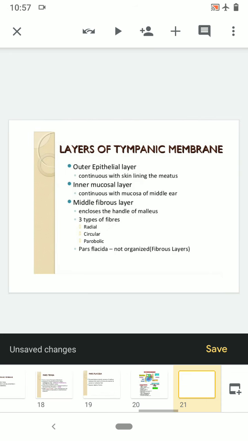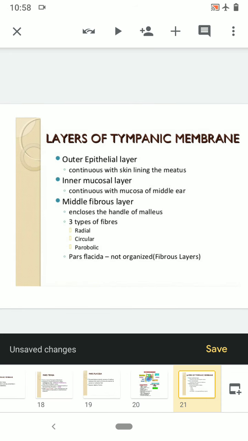Okay, now coming to the layers of the tympanic membrane, you have an outer epithelial layer or the skin, which is continuous with the skin, an inner mucosal layer continuous with the mucosa of the middle ear, and a middle fibrous layer which also encloses the handle of the malleus. It has fibrous tissue which is arranged in a very organized way for pars tensa, but for pars flaccida it is a disorganized fibrous layer.